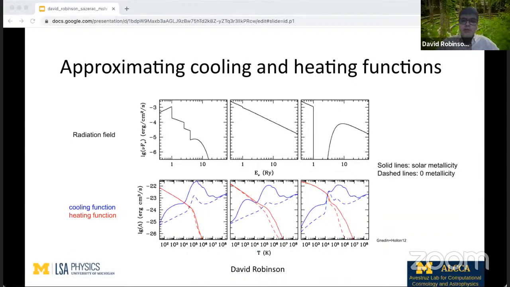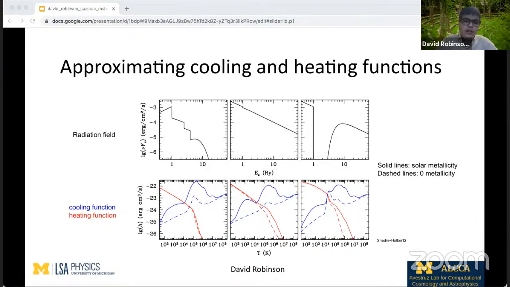And so a couple of things worth noting from this plot are that the radiation field and the form of it can absolutely affect the cooling and heating function. And then the metallicity makes a big difference, especially for the cooling functions. And so applying this approximation, we can apply it to every single gas cell within the simulation. And in doing so, we get a set of cooling and heating rates for each cell.